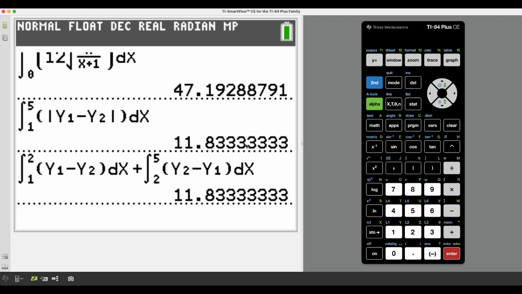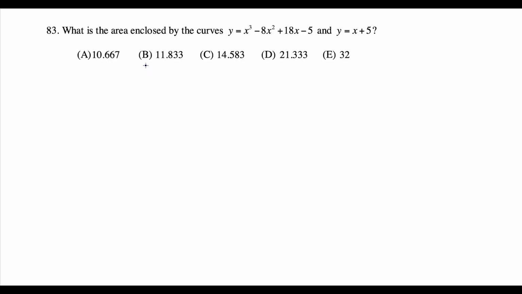So we press enter here. Either way, our answer is going to be 11.833. So we're going to go with choice B.